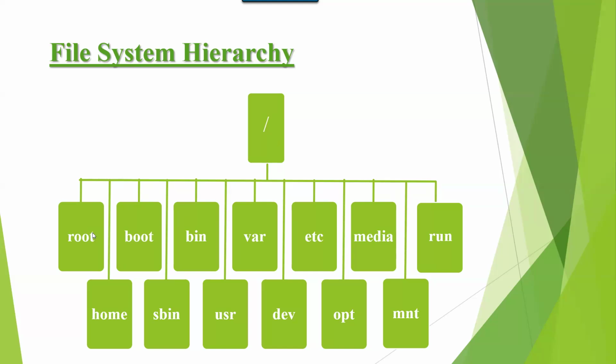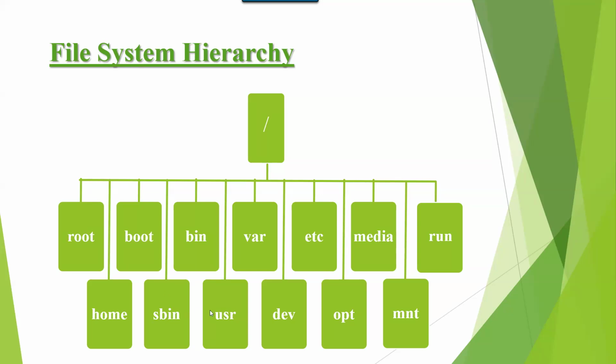Root is the home directory for super user. Super user means administrator. Home is the home directory for normal user. Boot contains bootable files and kernel up to version 6. Sbin contains super user commands, the commands which can be executed by super user. Those commands are stored under sbin directory. Bin contains normal user commands, the commands which can be executed by normal user. Those commands are stored under bin.